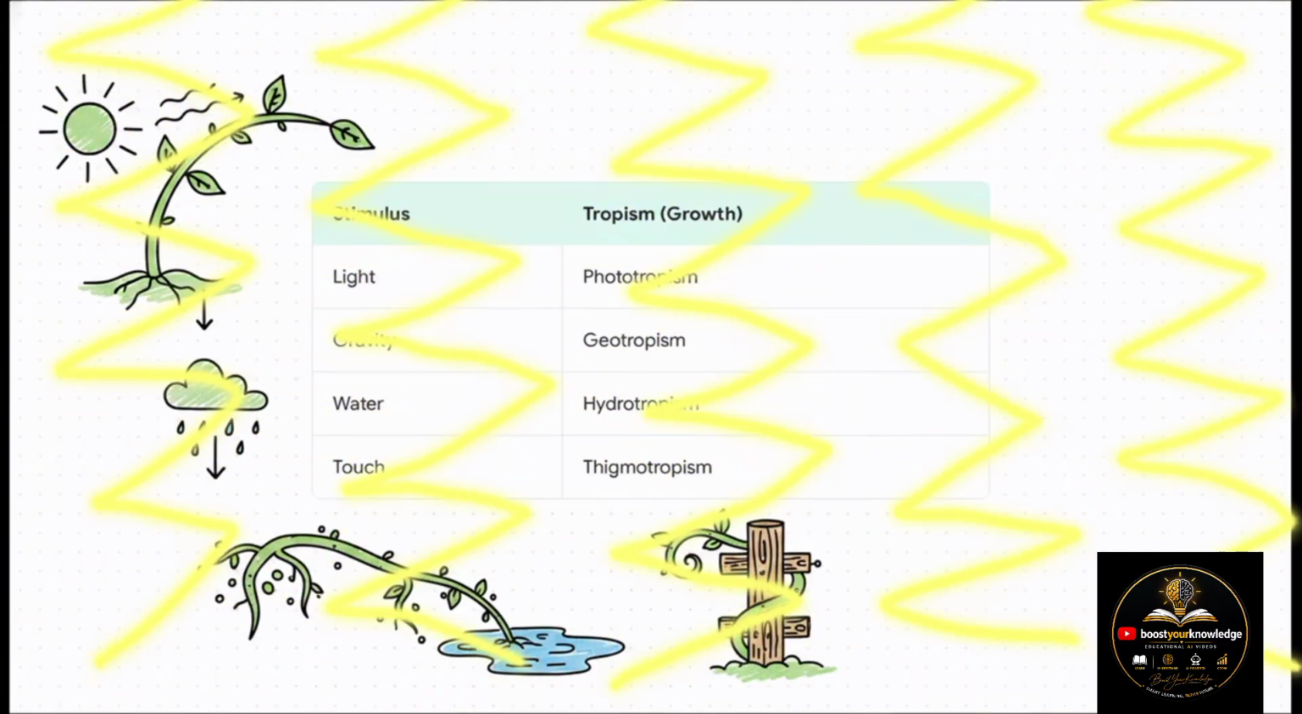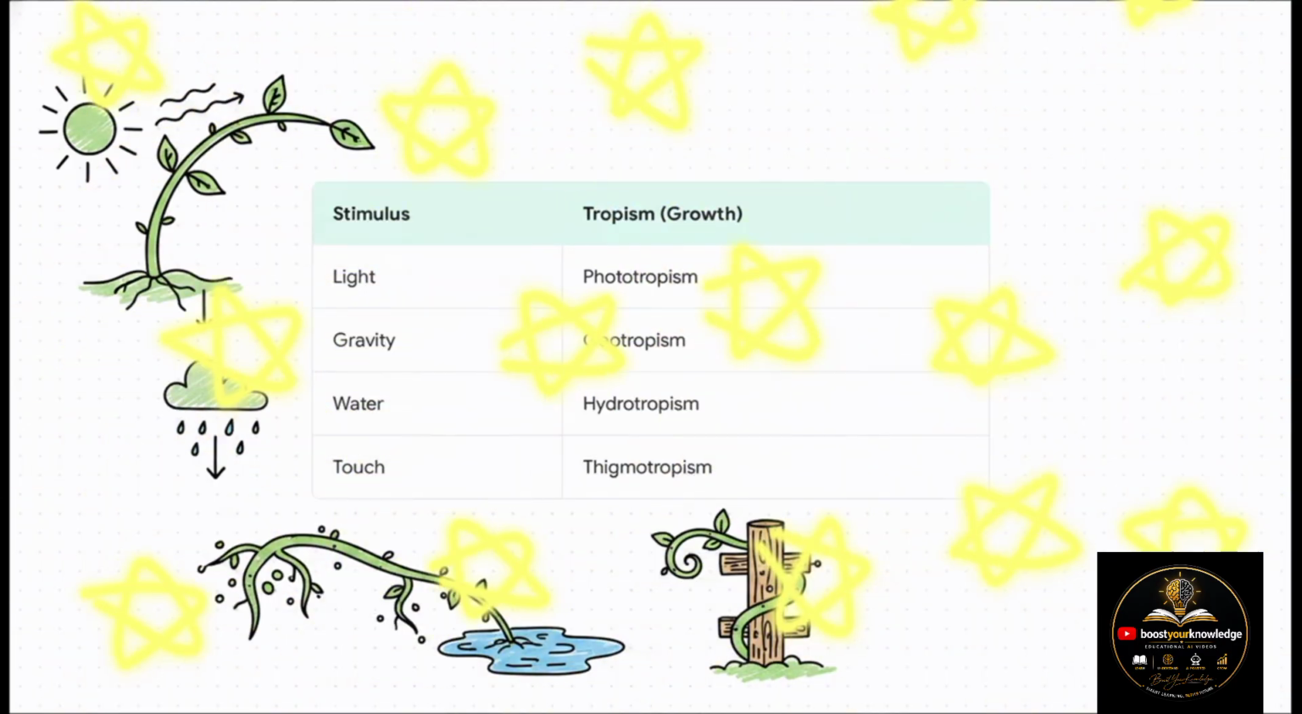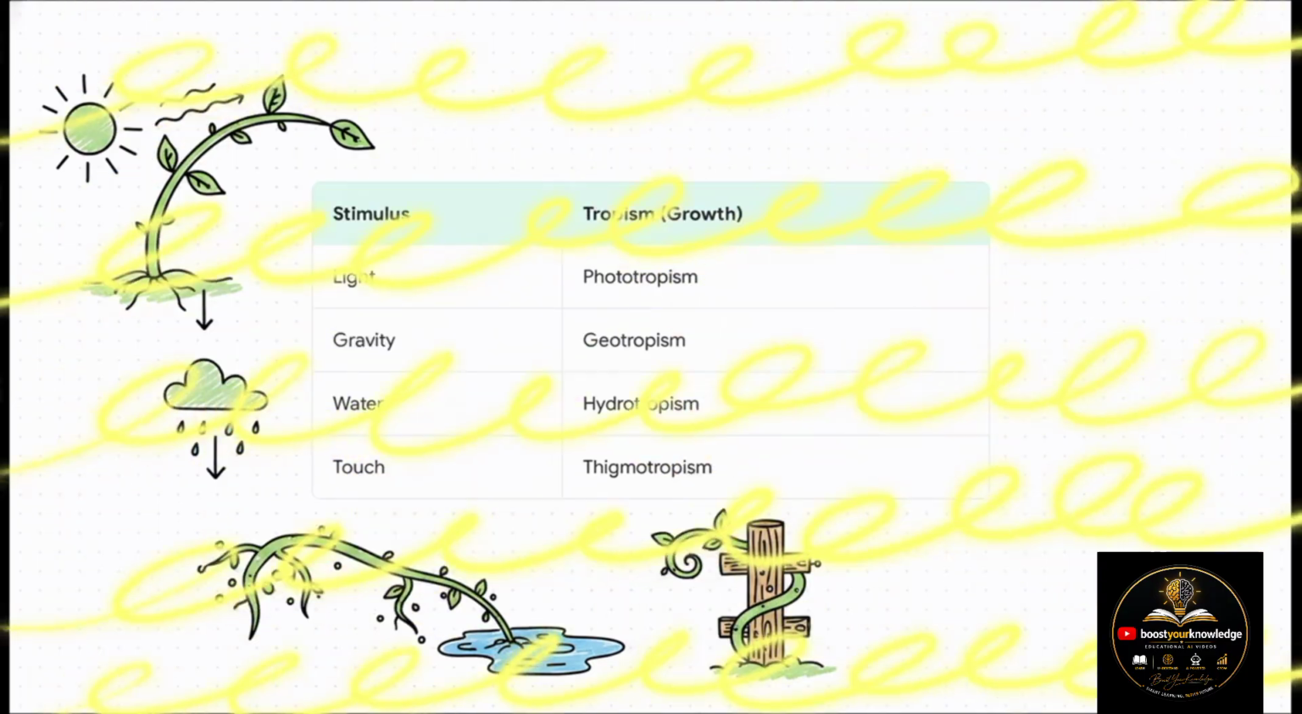If the stimulus is light, the plant bends toward it. That's called phototropism. If it's gravity directing the roots downwards, that's geotropism. Roots actively seeking out water is hydrotropism. And a vine wrapping around a fence in response to touch, that is thigmotropism. It's definitely a slower chemical-based coordination, but it is incredibly effective.